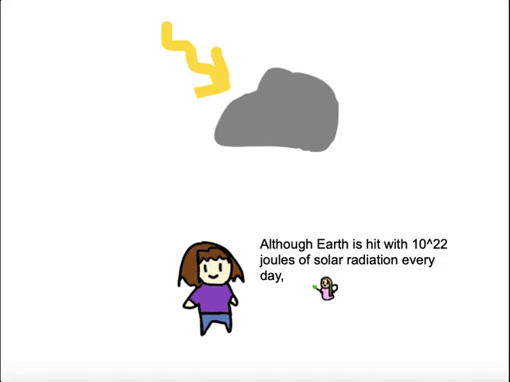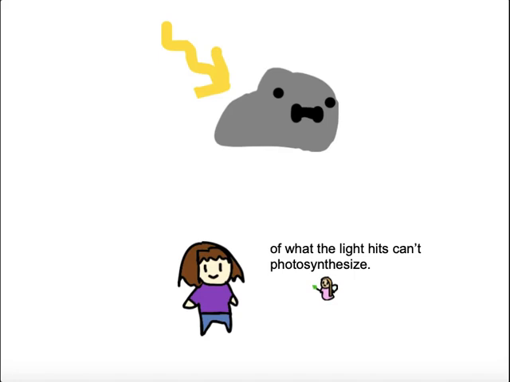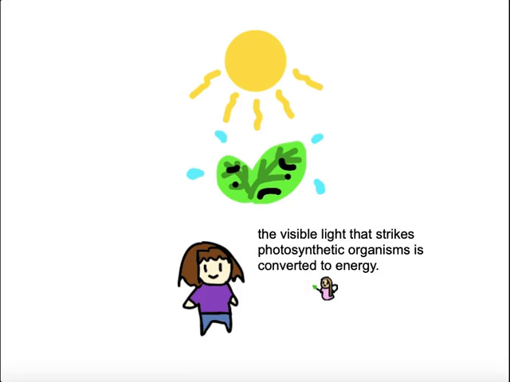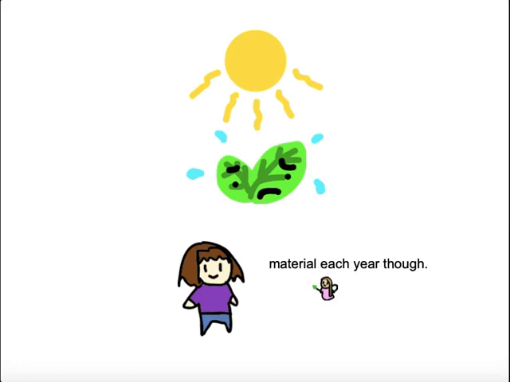Although Earth is hit with 10^22 joules of solar radiation every day, only a small amount that makes it to the planet's surface is used in photosynthesis, since much of what the light hits can't photosynthesize. Meanwhile, only certain wavelengths are absorbed through photosynthesis, so only about 1% of the visible light that strikes photosynthetic organisms is converted to energy. This doesn't stop Earth's primary producers from making 150 billion metric tons of organic material each year though.